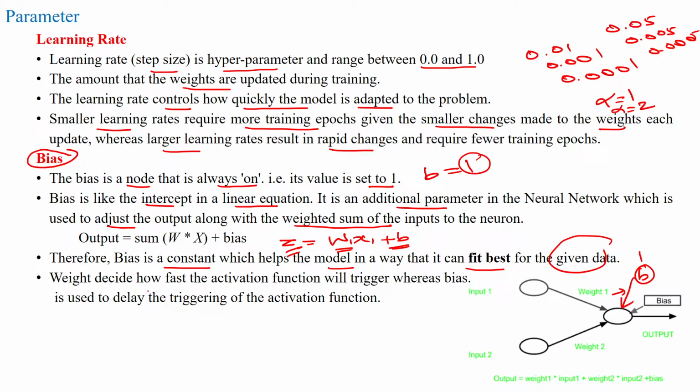Weight is deciding how fast the activation function will trigger, and bias is used to delay the triggering of activation function. Here the weight w is used to trigger the activation function at a fast rate, but the bias is used to delay the triggering of activation function. So these two parameters are important for neural network.